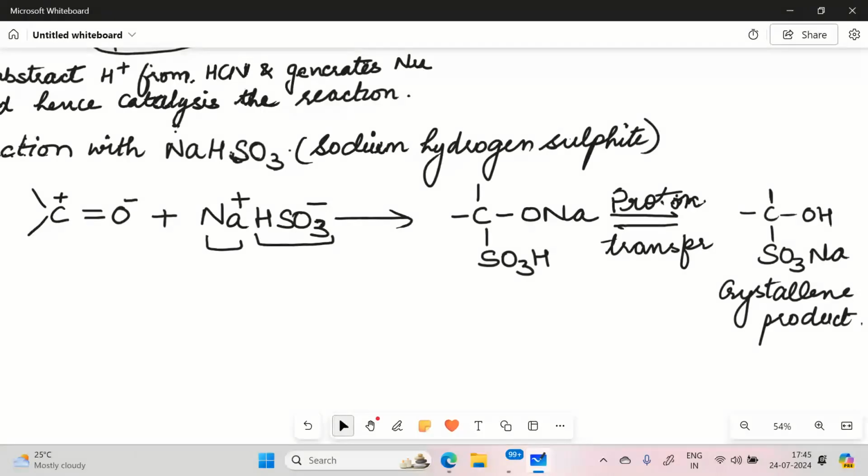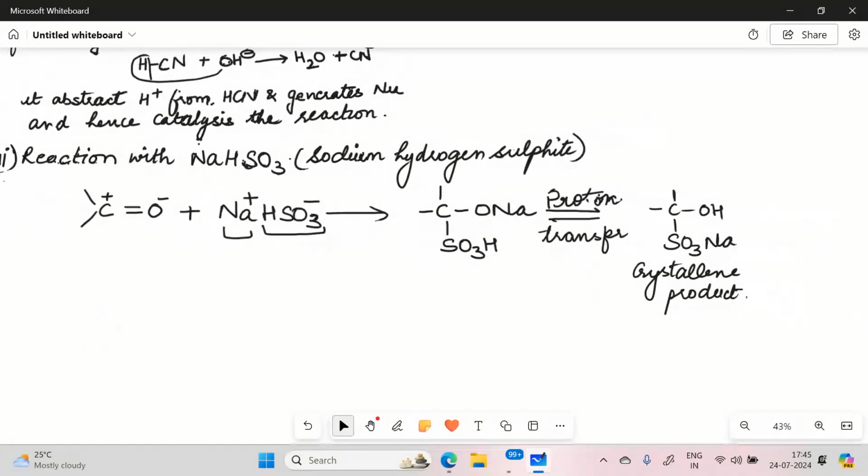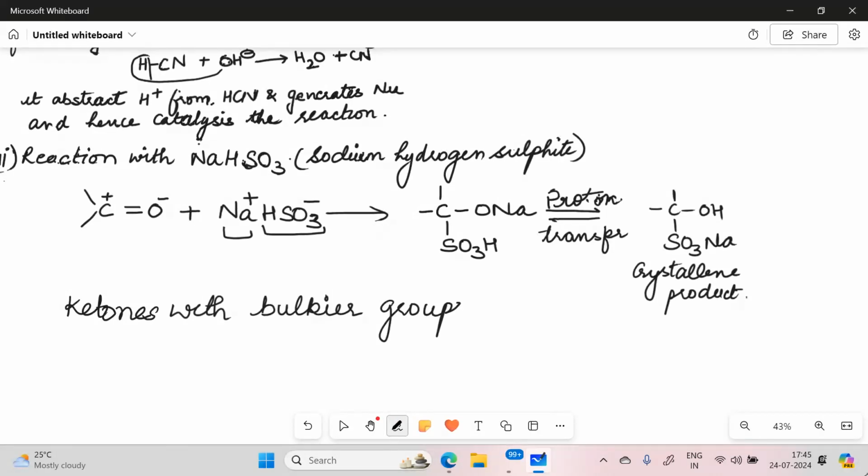Sometimes in a question they ask you there is some compound A which on reaction with sodium hydrogen sulfite gives you a crystalline product. So it means your given compound is an aldehyde or ketone. Ketones with bulkier groups do not undergo this reaction. Pradhana, you have to try this answer.